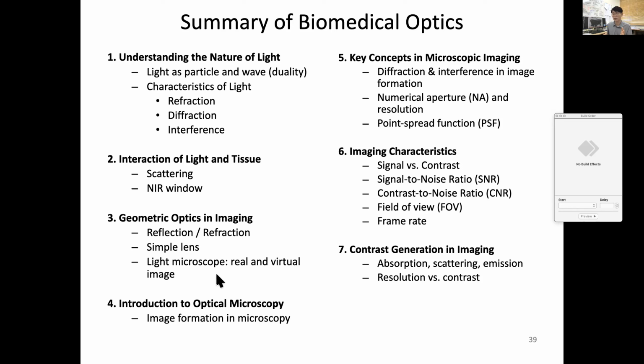And I showed you how optical microscopy works, especially diffraction and interference, and how to get high resolution, because resolution depends on numerical aperture. And I showed you how to define resolution based on the point spread function, and image characteristics such as signal, contrast, SNR, CNR, field of view, and frame rate. And eventually, everything about imaging, not only optics, is really about contrast. We want to extract the information of a certain physical property to make sense to us, which we call a contrast mechanism.